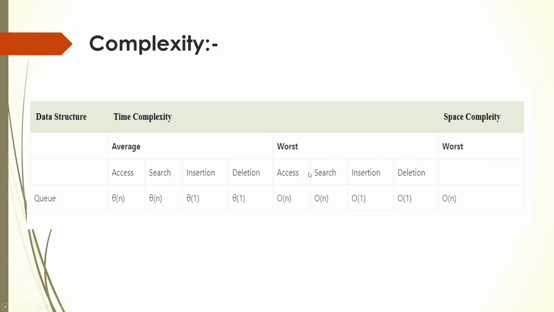And in worst case, the access will be O of n, the search will be O of n, the insertion will be O of 1 and the deletion will be O of 1. So you guys can pick out the similarity that whenever theta n and theta 1 occur, there is one pair of theta n and theta 1 each, in case of access and search, and insertion and deletion. So in worst case also the same situation will occur, but instead of theta here it will be O. So you guys can keep that in mind. And in case of space complexity, the worst case will be O of n.